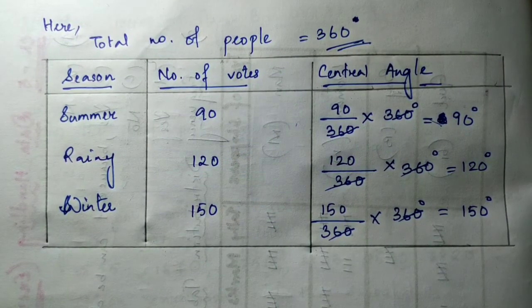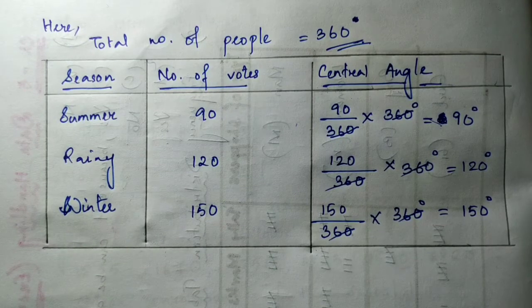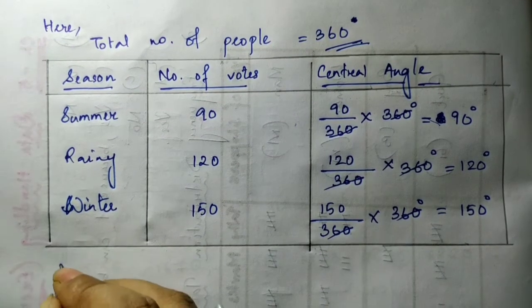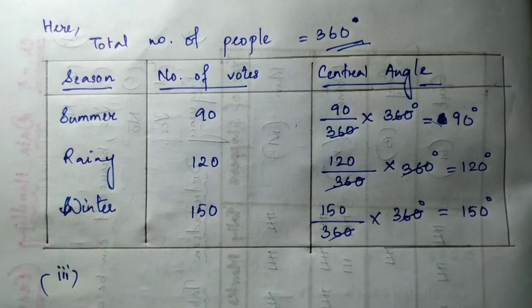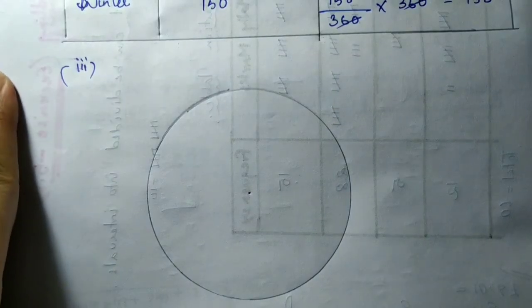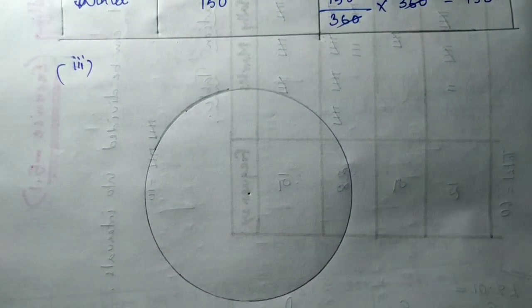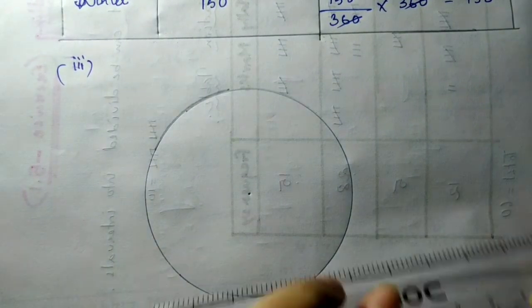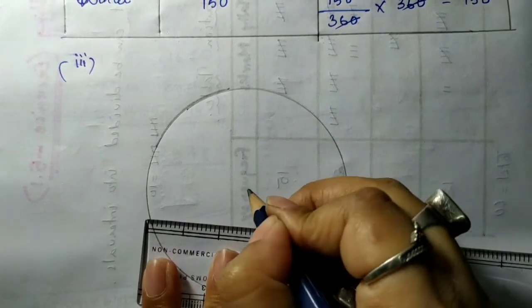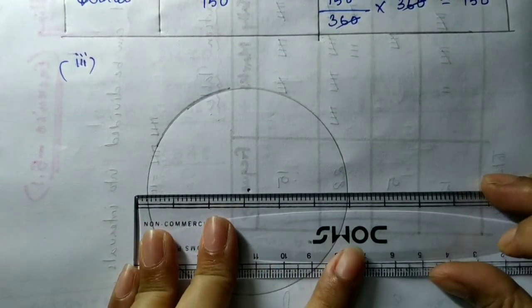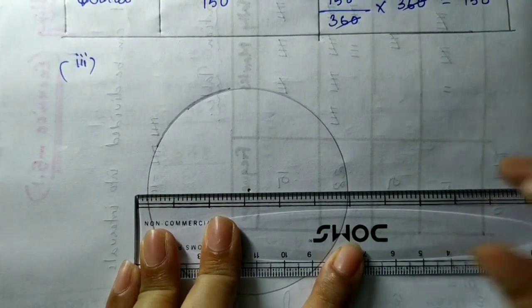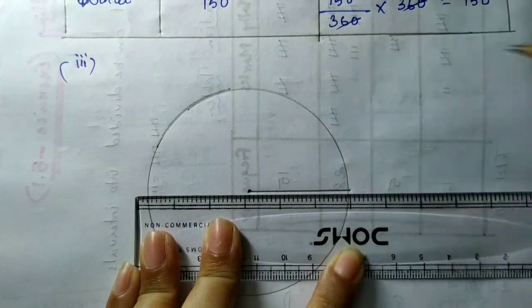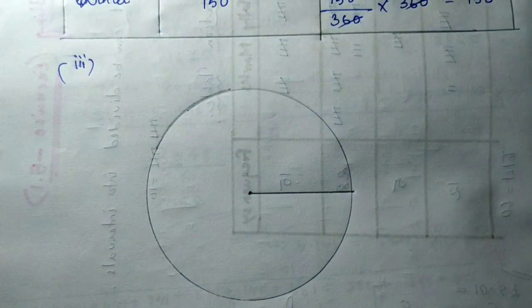Okay, now let's do the pie chart, that is number 3. When we are doing the pie chart, first we will draw a circle of any radius. So my circle of any radius is ready here. This was my center, please mark the center, draw the base here, a straight line, and draw the radius here. Now my first angle, that is for summer, is 90 degree.